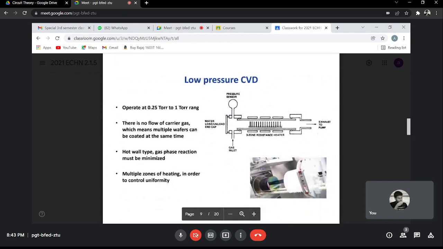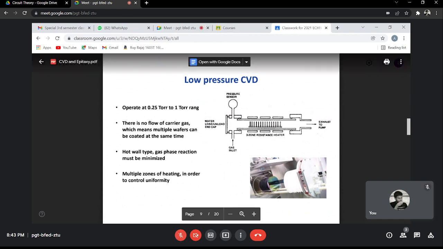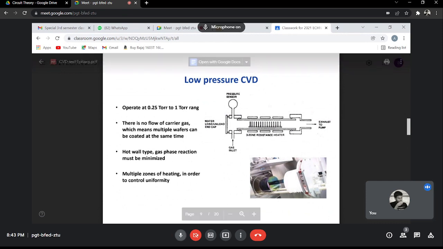And then you have something called low pressure CVD. So far we have talked about atmospheric pressure CVD. Now, low pressure CVD, of course, there is a problem. If you look at it, the diagram looks different because you see there's a gas inlet, but also there is a pump. See the exhaust to pump.